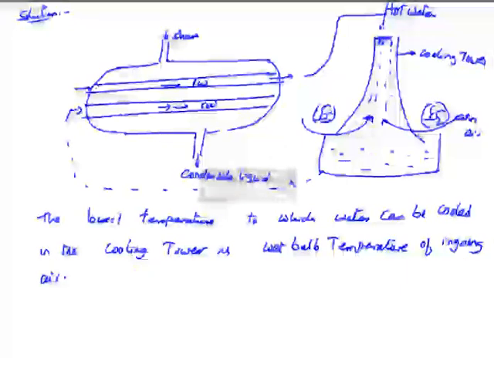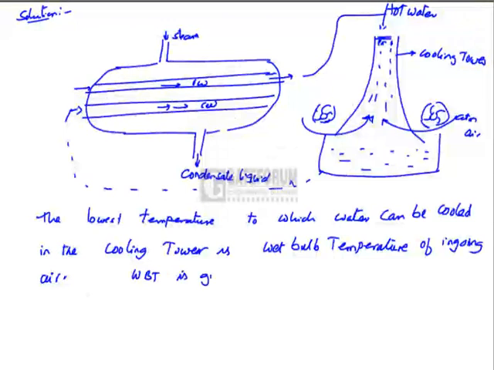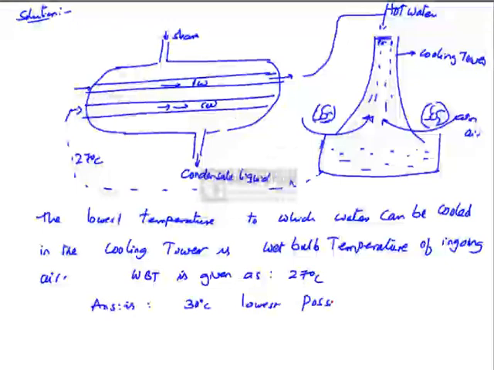So in this case, WBT is given as 27 degrees centigrade. Even if you assume that water is leaving the cooling tower at its exit at 27 degrees centigrade, he is asking what is the lowest possible condensing temperature for this steam. That should be more than 27, that is 30 degrees centigrade. Answer is 30 degrees centigrade is the lowest possible condensing temperature of steam.